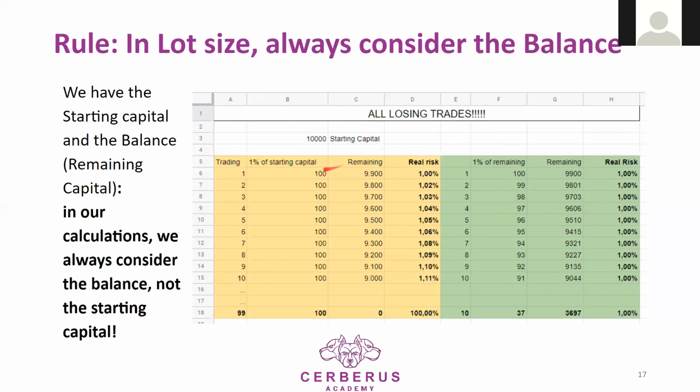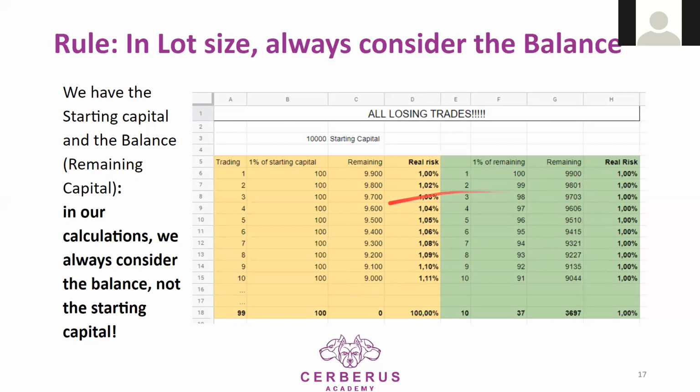In the first, I'm risking 1% of the starting capital. So it's a risk of 100, going from 9,900, 9,800, 700, 600, 500, and so on. And you see that the real risk is increasing because the capital is diminishing. In the other case, with a remaining capital of 9,900, the 1% is no more 100, but 99. It will be 98, it will be 97.